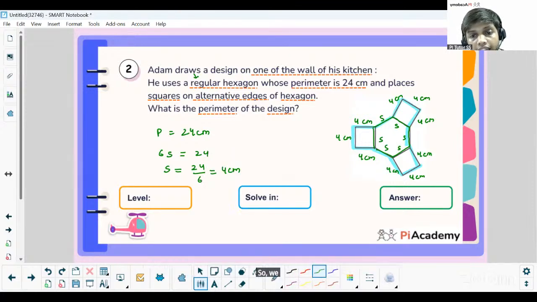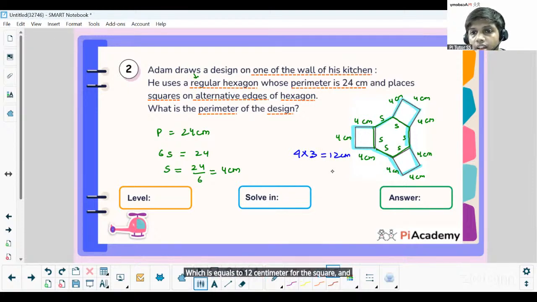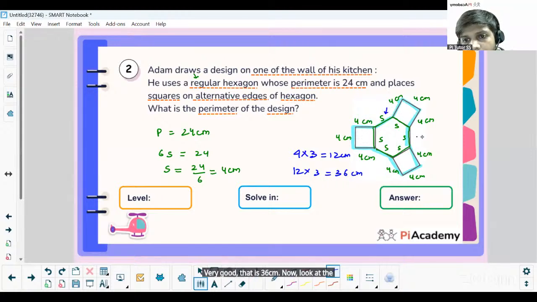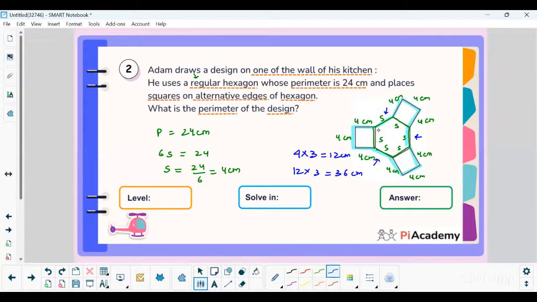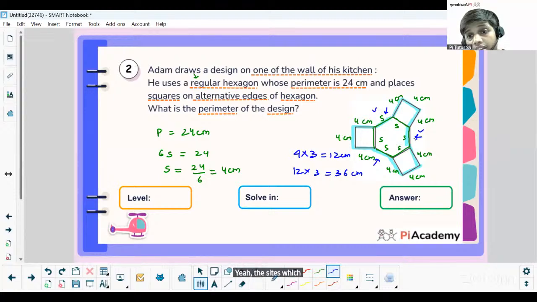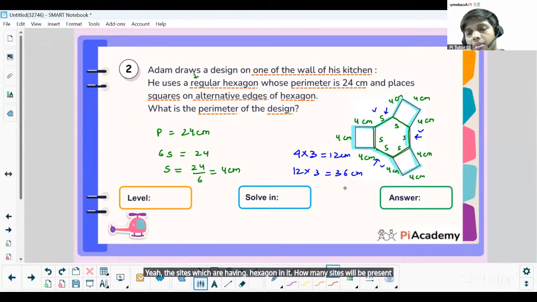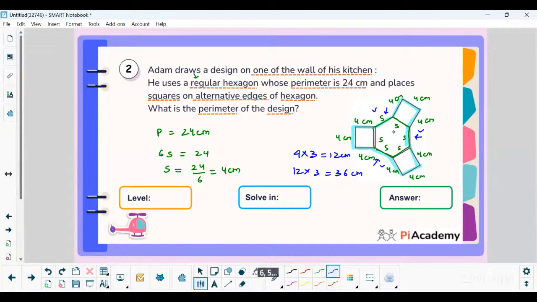So we are actually adding 4 times 3, which is equal to 12 centimeter for the square. And there are 3 squares here. So this becomes 12 times 3, which is equal to 36. Very good. That is 36 centimeter. Now look at the sides which have 6 centimeter as their length. What is the total here? How many sides will be present here for the perimeter? 36. Okay, that will be the entire perimeter of the hexagon.